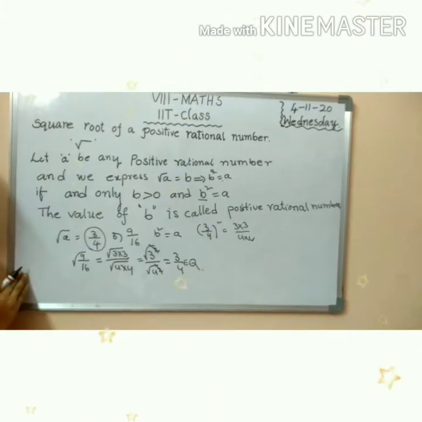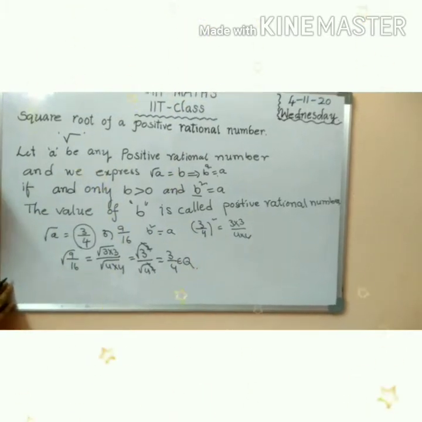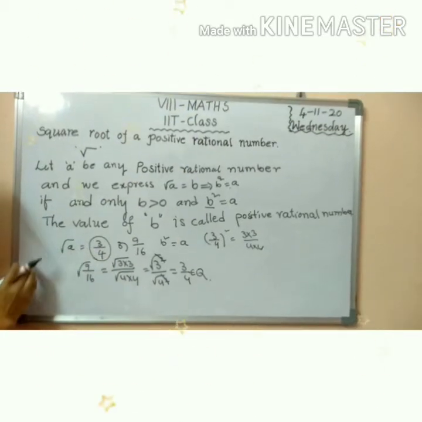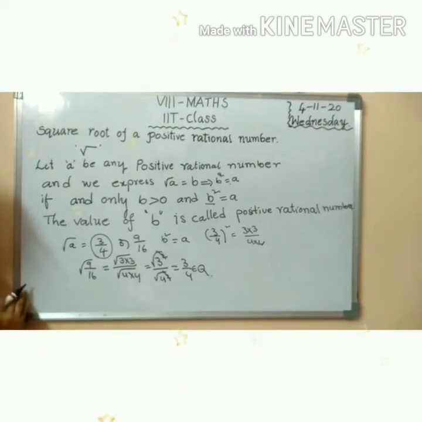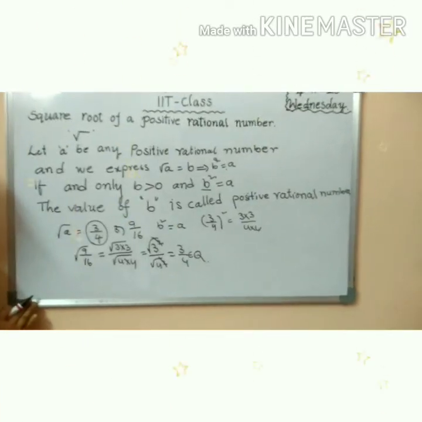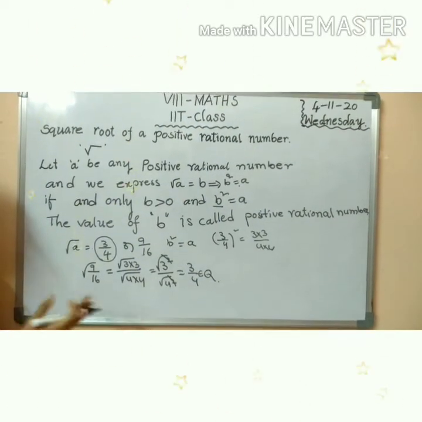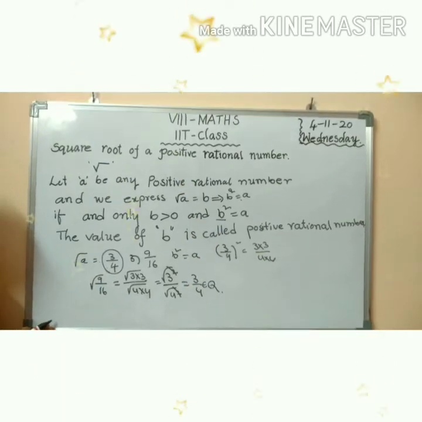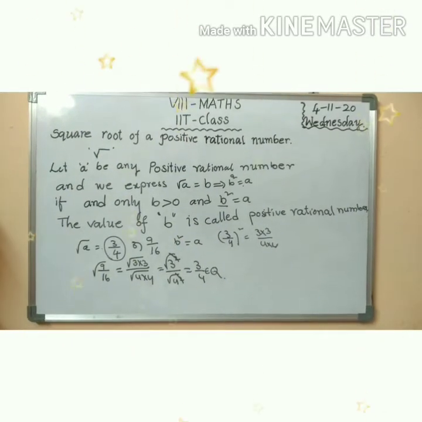In this case, we know the rational numbers. Up to here, the rational numbers topics are completed. Afterwards we will explain the irrational numbers topics.